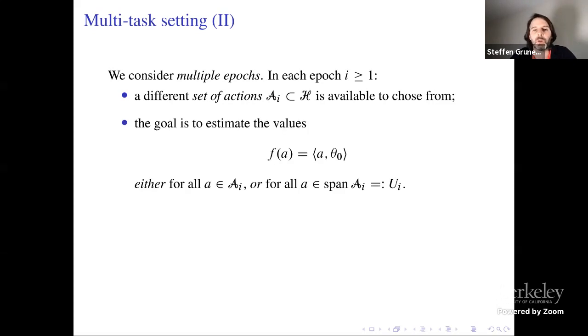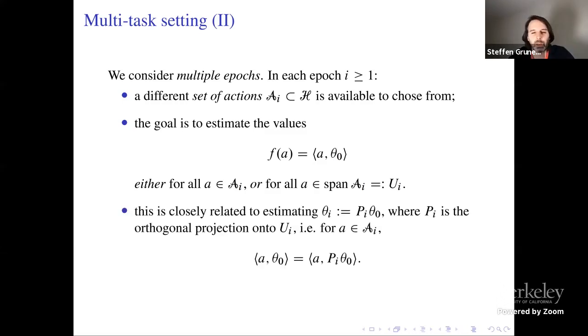The goal is generally to estimate the function which corresponds to the mean. So I'm interested in estimating f(a), where this function f is simply the inner product between a and theta_0 in our Hilbert space. There are now two variations of the problem that make sense. Either I'm only interested in estimating my function at my design points A_i, or I'm interested in estimating the function over the whole span of A_i, which I will denote in the following with U_i. So either I'm interested in getting a good estimate for the whole subspace, or I'm only interested in the design points.